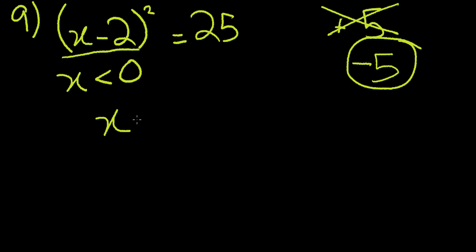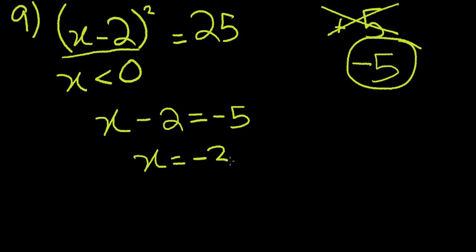So let's break it down. x minus 2 is equal to negative 5. We add the 2 over to this side. So x equals negative 5 plus positive 2, which is negative 3. And that's it. That's our answer.